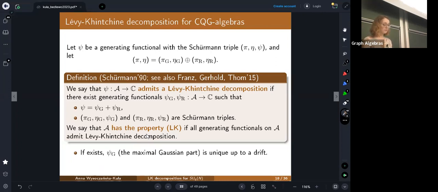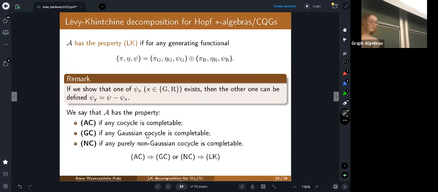So if this kind of decomposition exists, then psi G is the maximal Gaussian part in the sense that this part psi R no longer has a Gaussian subspace, and this is unique up to a drift, which can be moved in between the two parts. Usually, one fixes it by choosing some projection on a certain subspace. Okay, but it's quite direct to show that if we complete one of this pair, say the Gaussian part, then the other part, psi R, can be defined just as the difference of psi and psi G. So if we know that one of this pair is completable, it means that the Lévy-Khintchine decomposition exists.